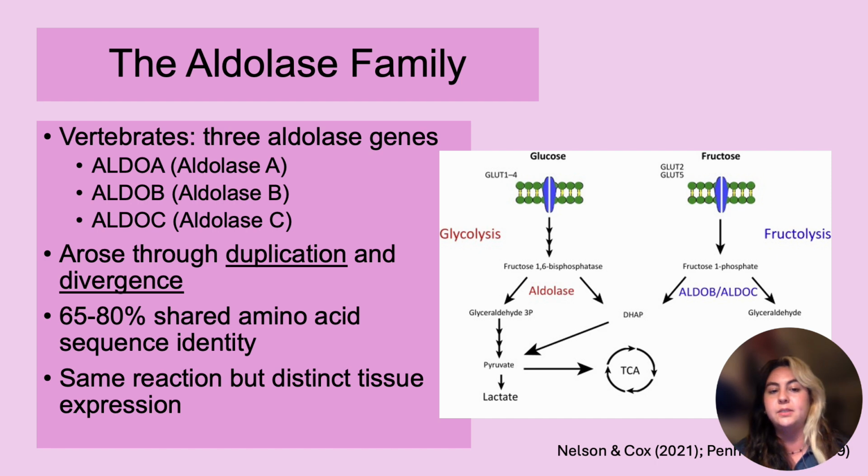It's seen that 65 to 80% is shared amino acid sequence identity between each of the three isoforms. So genetically, they are very similar, even though they're on different chromosomes. And they do, for the most part, perform the same function, but they've specialized into different tissues. Despite their location and their functional divergences, this is something that can be referred to as subfunctionalization, and that's something that'll come up a little bit later on in the presentation as well.